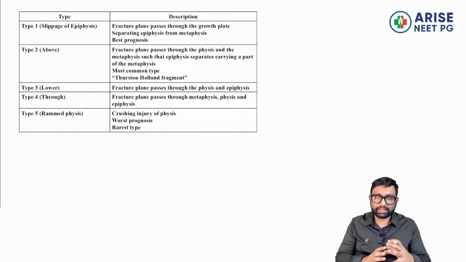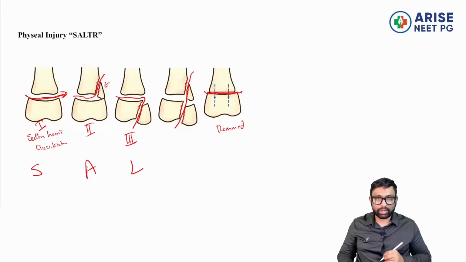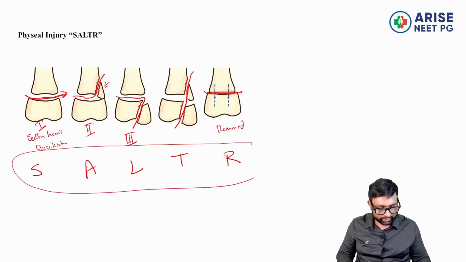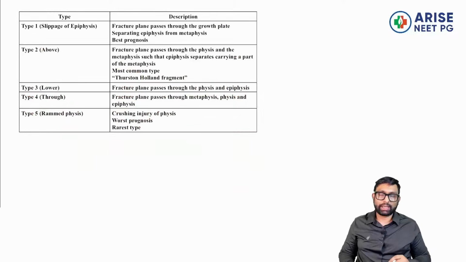In type 1, there is slippage of the epiphysis. In type 2, it goes above. In type 3, it goes lower. In type 4, it is through and through. In type 5, it is rammed. So the way to remember this is slippage, this is above, this is lower, this is through and through, and in this the epiphysis gets rammed. So the mnemonic here is SALTR. SALTR is the mnemonic, and this is the table that I want everyone to remember.